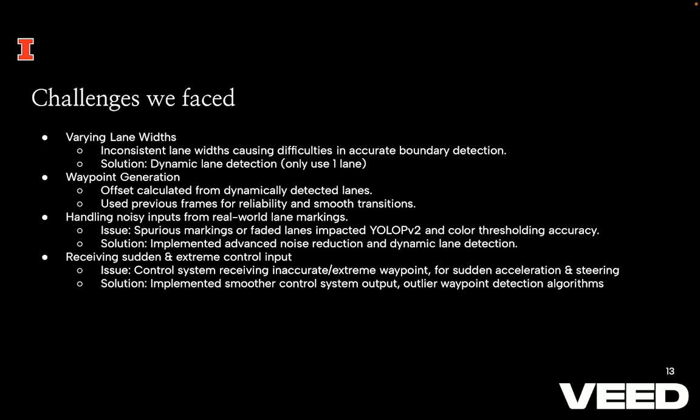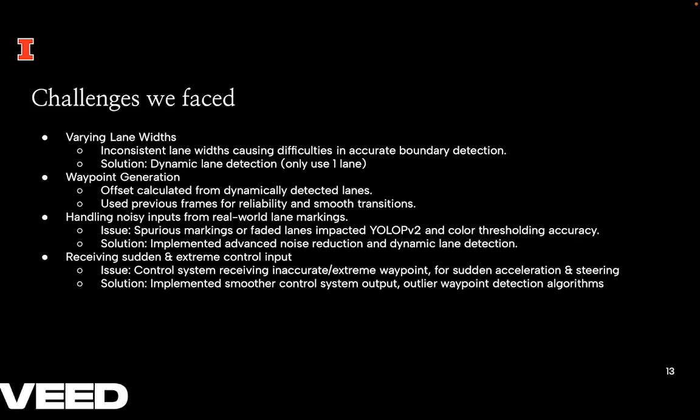So some of the challenges we faced include varying lane widths. It was fairly inconsistent, so we decided to go with the dynamic lane detection where we only use one lane. For waypoint generation, we had to dynamically calculate the offset based on the dynamically set lanes. We had to handle noisy inputs from the real-world lane markings. There were inconsistencies between the actual lanes, the colors, things along those lines. And then there was additional input with the control system being a little bit inaccurate at certain points.